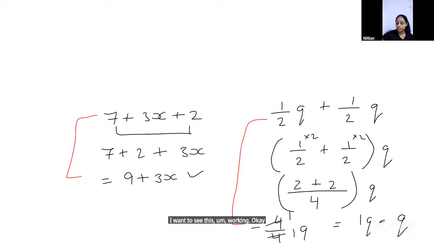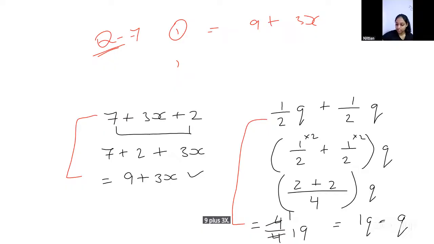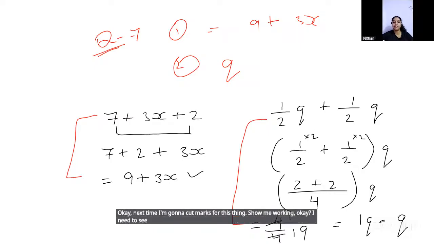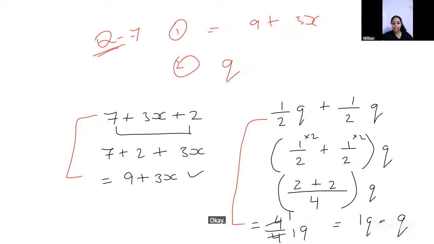Okay, don't write question 7th. Question 7th, first part 9 plus 3x. Second part q. Okay, this time I've not cut marks for this, but next time I will. Show me working. I need to see where the answer came from, where q is coming from, or where 9 plus 3x is coming from.